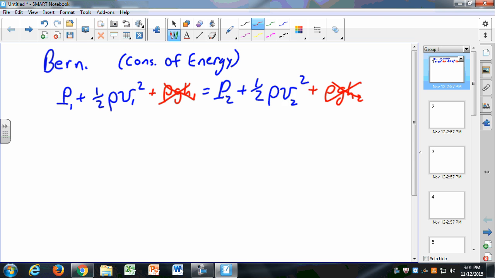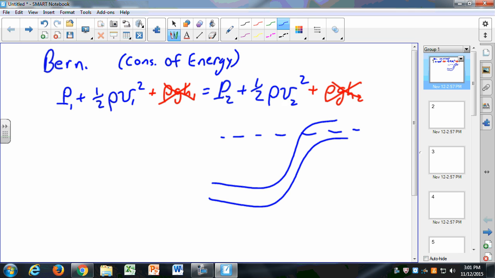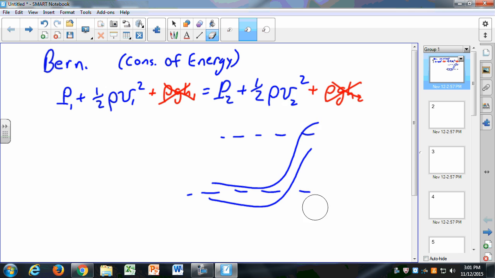Because that would only apply if you had a fluid that changed height. So this would be H2 and this would be H1, but we're not going to have that. It'll just be in a straight pipe, so it's going to have the same height. So those terms are going to cancel one another out.